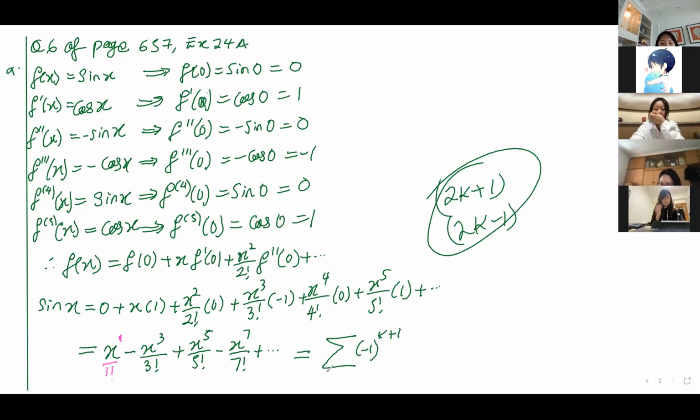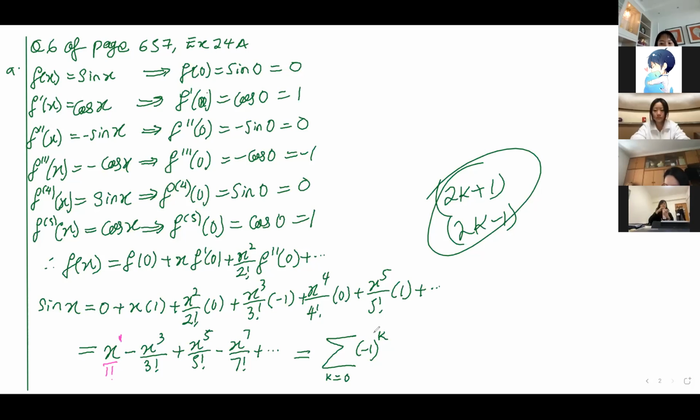Okay, the format wanted is k starting from 0. So let's check. When k is 0, you have 0 plus 1. In that case, we have to change it. So this will have to be raised to power k. When k is equal to 0, anything raised to power 0 is 1. It's gone. When k is 1, you have a negative, which is this. When k is 2, you have minus 1 squared, which is this. Okay? Understand?